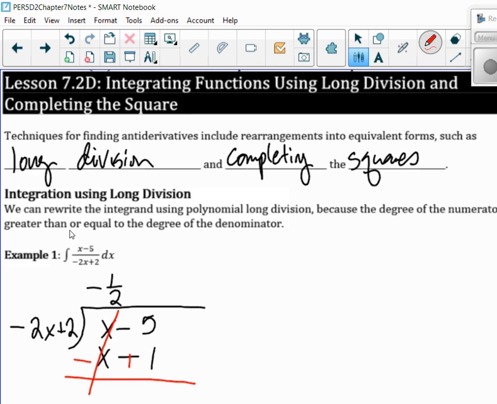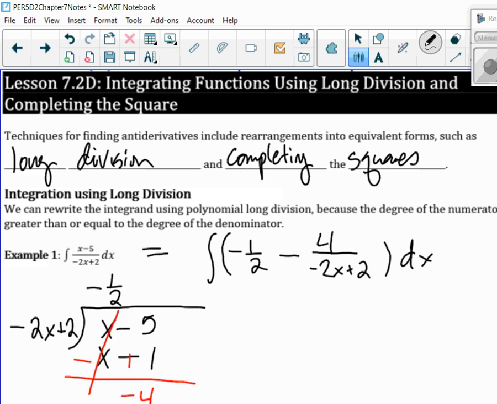So what's negative 5 plus 1? Negative 4. So that's my remainder. And what do I do with my remainder? You put it over the divisor. So this is rewritten as the integral of negative a half minus 4 over negative 2x plus 2 dx. Okay, so I did say before, never try to integrate unless it's simplified first.